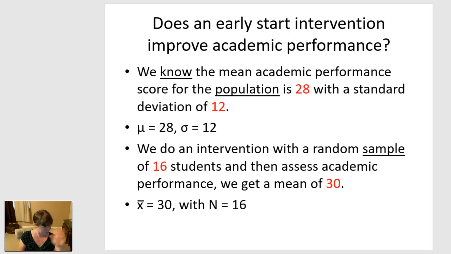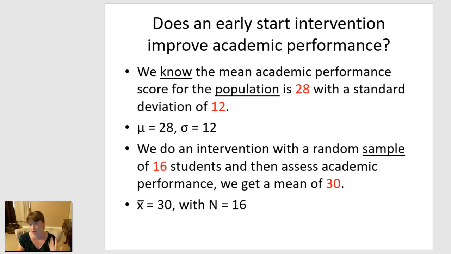But ahead of time, I know that kids who don't get Head Start, the general population, which becomes my comparison null population, have an average of 28 with a standard deviation of 12. And then I tell you, I'm going to grab a random sample of 16 students and give them Head Start, and then they get an X bar, a sample mean, of 30. So now X bar is 30 and N equals 16, right?